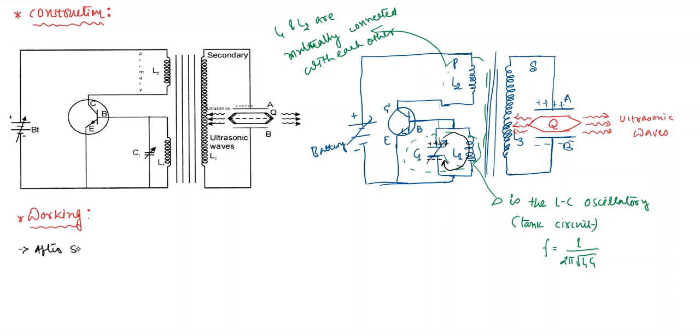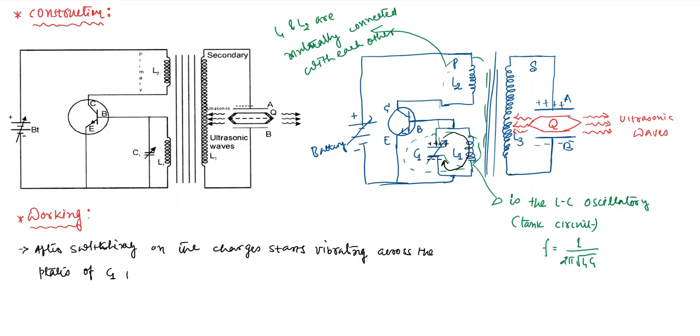After switching on, the charges start vibrating across the plates of capacitor C1, which produces waves of frequency f is equal to 1 upon 2 pi under root L1 C1. So this is the first thing.